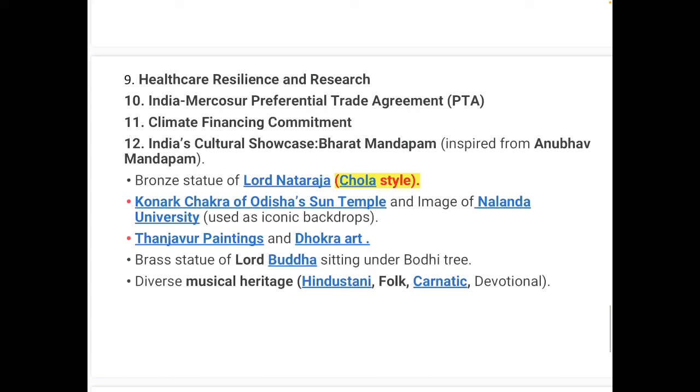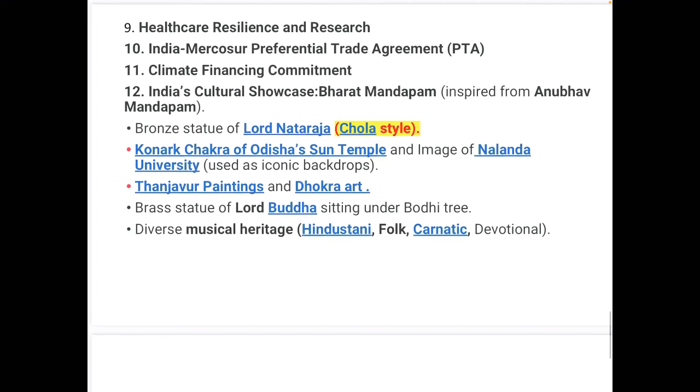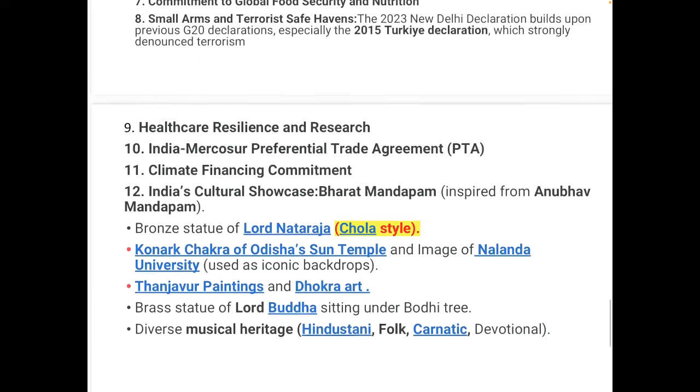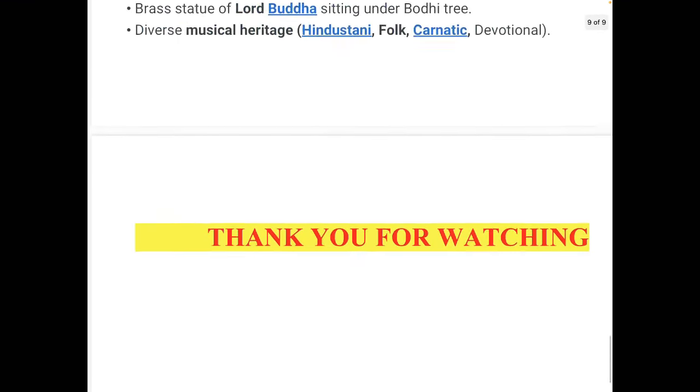There was also India's cultural showcase at Bharat Mandapam, inspired by Anubhava Mandapam. There was a bronze statue of Lord Nataraja at the entrance, which was already discussed. There's also the Konark Chakra, the Sun Temple, and an image of Nalanda University used as iconic backdrops. Tanjore paintings and Dokra art. There's a brass statue of Lord Buddha sitting under the Bodhi tree, and diverse musical heritage: Hindustani, folk, Carnatic, devotional. These are 12 important points related to the key outcomes of the G20 summit in brief, and this is it for today.